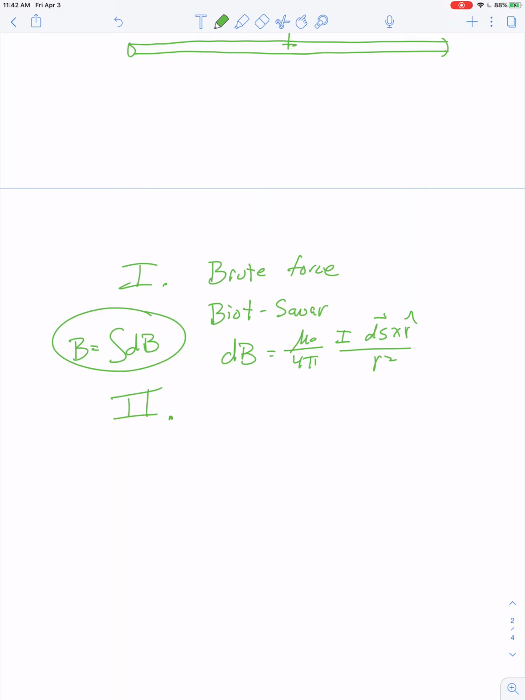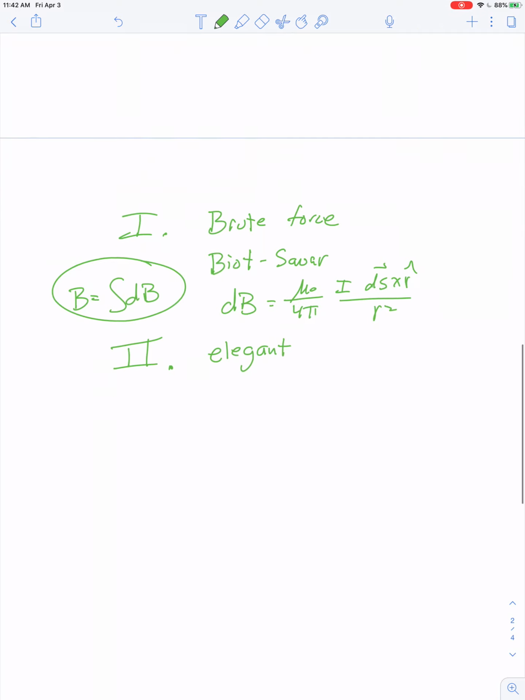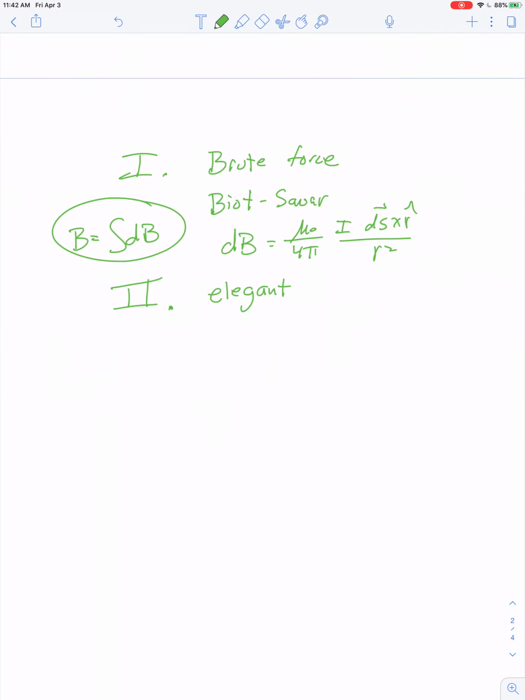The other method is a little more elegant, but it requires some high degree of symmetry, and that method is Ampere's law. And Ampere's law tells us that the product of magnetic field and path around a completely closed loop known as an Amperian loop is dependent entirely on the amount of current that's enclosed by that Amperian loop. All right.